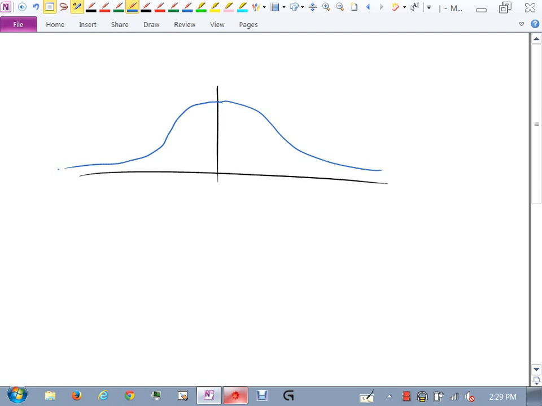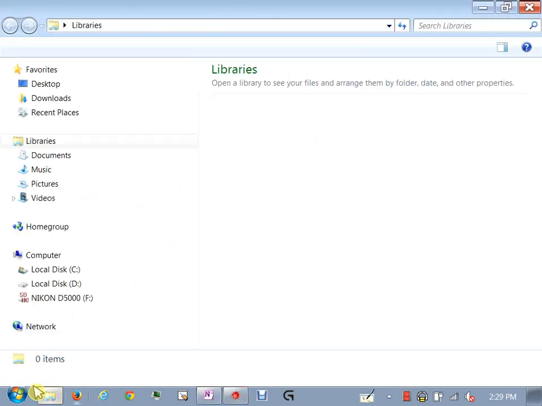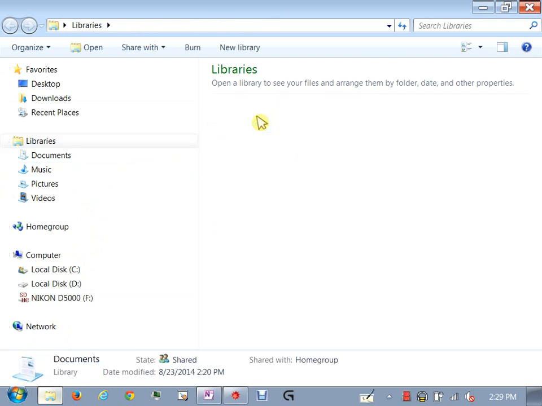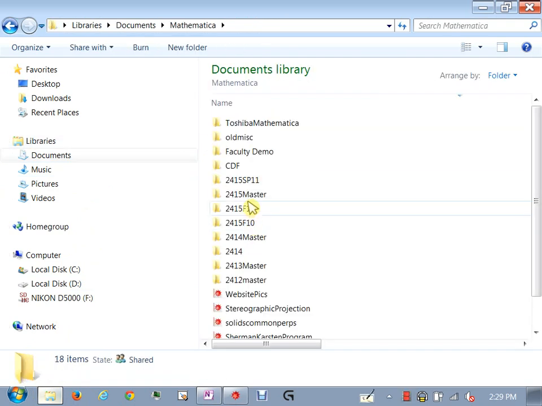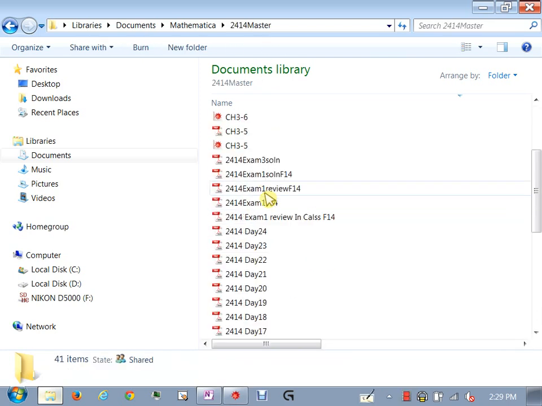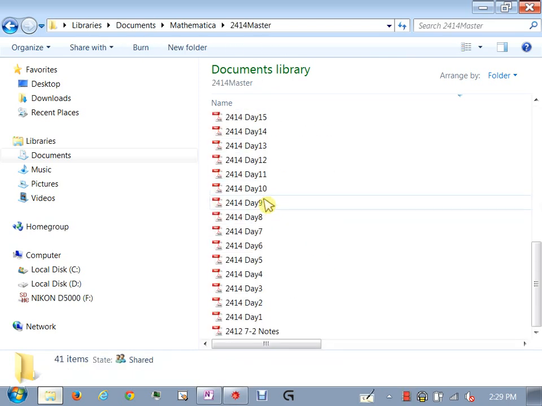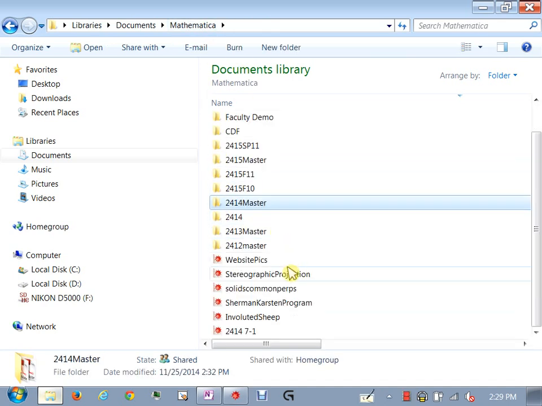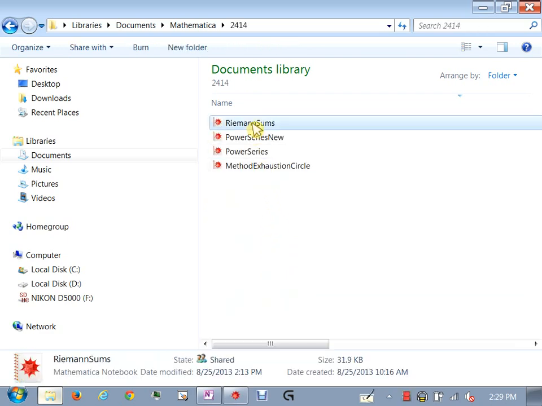Right? That's the characteristic of the standard normal bell curve. So in Cal 2, we want to know what those areas are. So what we do, I'm going to have to bring up something here. Bring my Cal 2 stuff in here real fast. I wasn't really prepared to do this, but there we go.